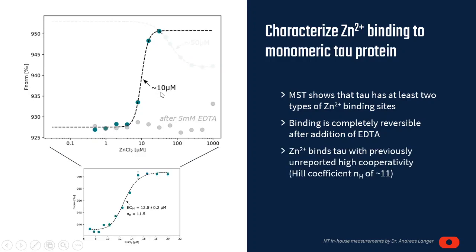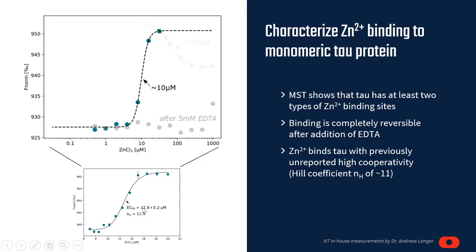So we repeated the experiment using another dilution series with a much smaller spacing in between concentrations in order to get more data points in this transition region. And this is a curve that we obtained. You can see it's still so steep that you cannot fit this anymore using the classical KD model. You have to apply a model called the Hill model, which is usually used in cooperative binding. And when you do this, you get a Hill coefficient of about 11.